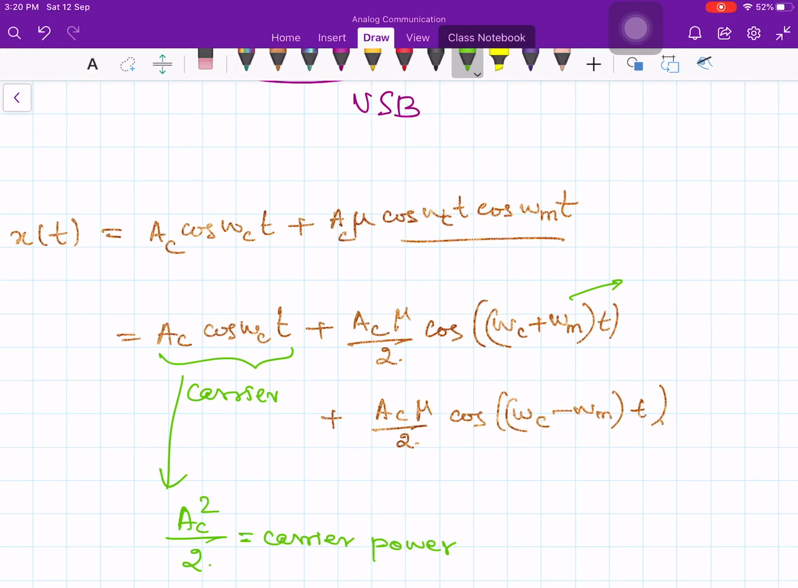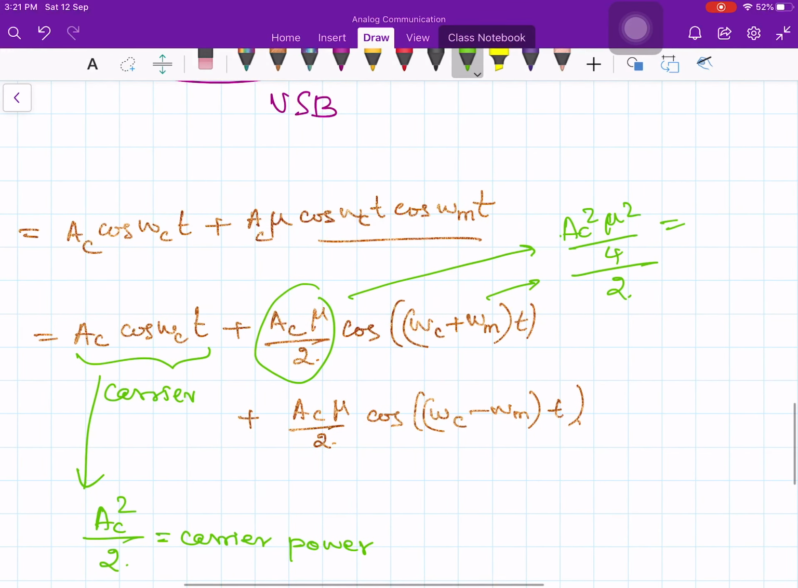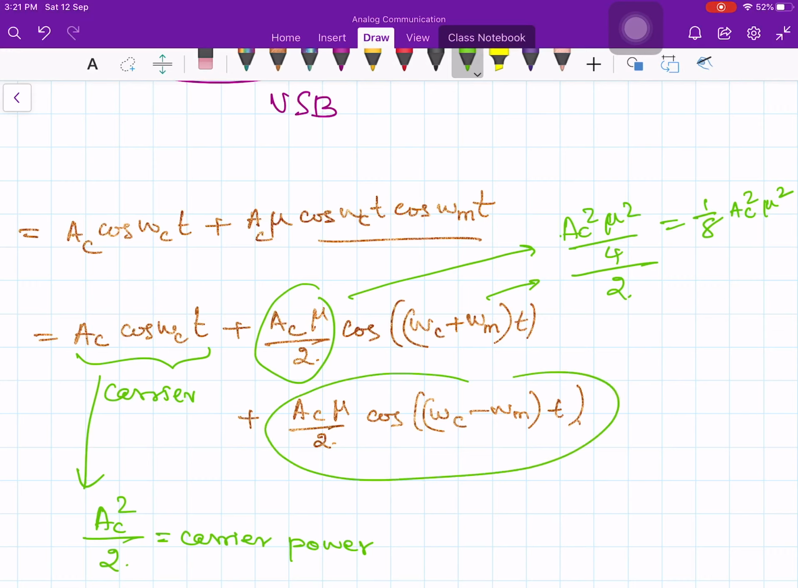This is the upper sideband. Okay, so what about the upper sideband power? The whole square by 2. So this becomes A_c squared mu squared by 2 squared, which becomes 4, whole divided by 2. So therefore, this upper sideband becomes 1 over 8 A_c squared mu squared, and this guy contributes the power of the same amount, A_c squared mu squared by 8.